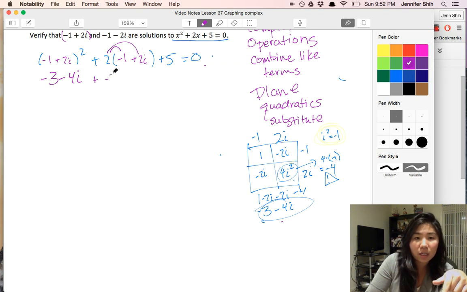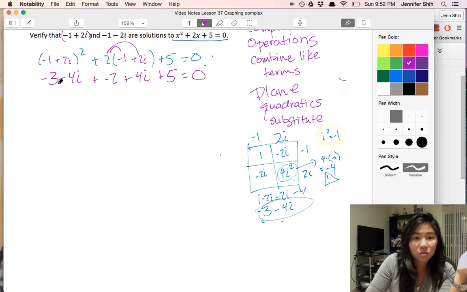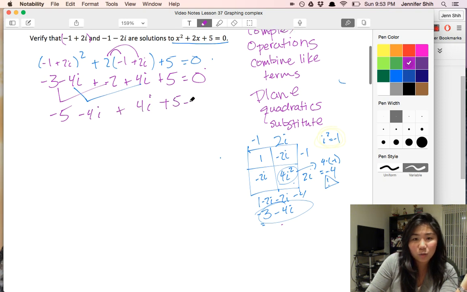So I have negative 2 and then plus 4i plus 5. Is this equal to 0? Here's where I'm verifying. I have negative 3, and I'm going to combine like terms from left to right. So negative 3 minus 2 is negative 5. And then I have negative 4i plus 4i. I'm just going to write that out: negative 4i plus 4i plus 5 is equal to 0.